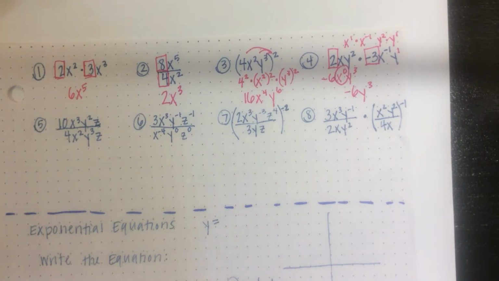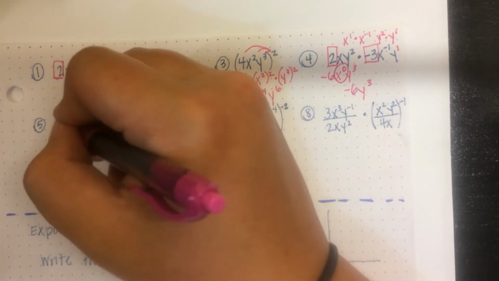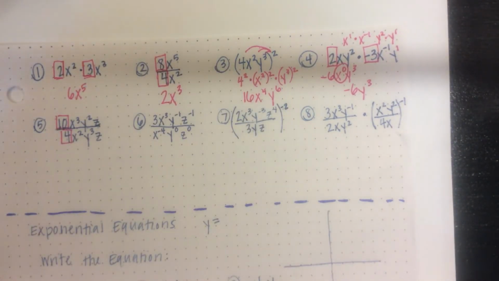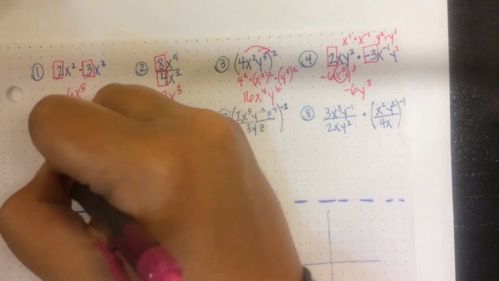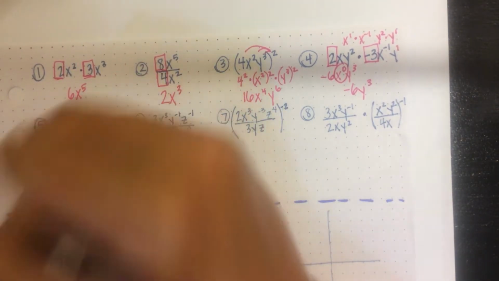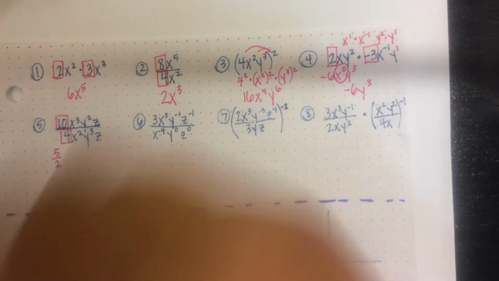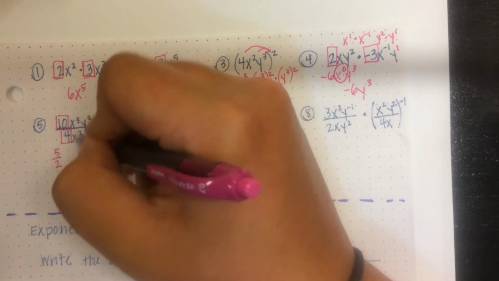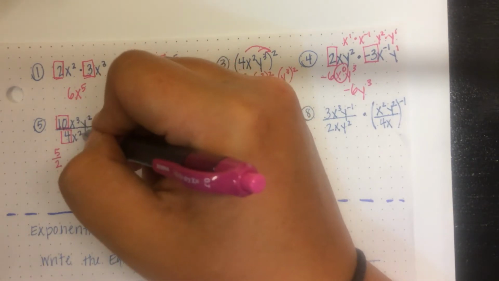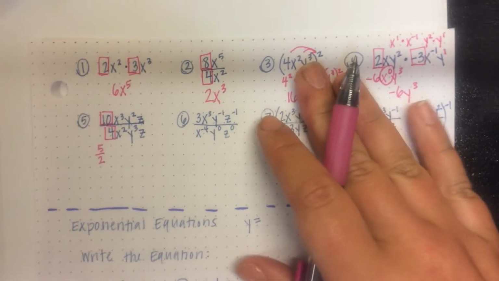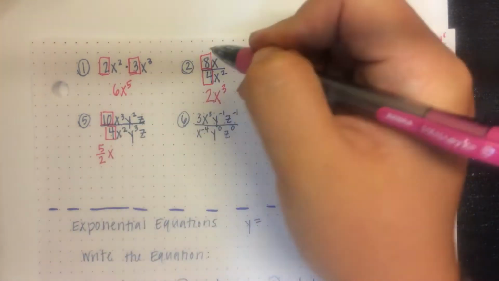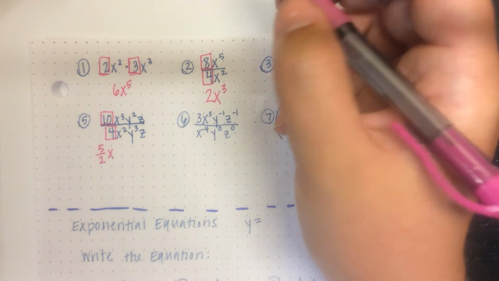All right, for number 5, looks a little weird. I have 10 divided by 4, which 4 doesn't go into 10 evenly, but I can simplify that, and that's going to end up being 5 halves. All right, then I've got x's, y's, and z's. So I'm dividing, so I can subtract. So 3 minus, oopsies, 3 minus 2 is 1. So I have x to the first power, and I don't have to write the 1, so just x.